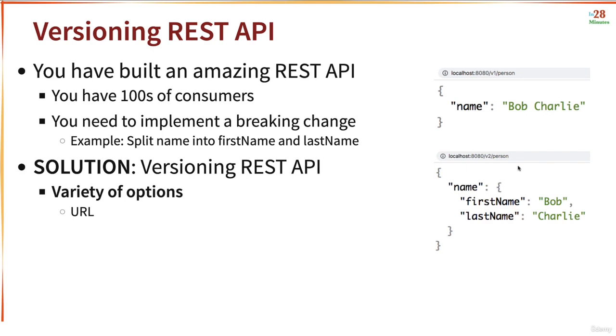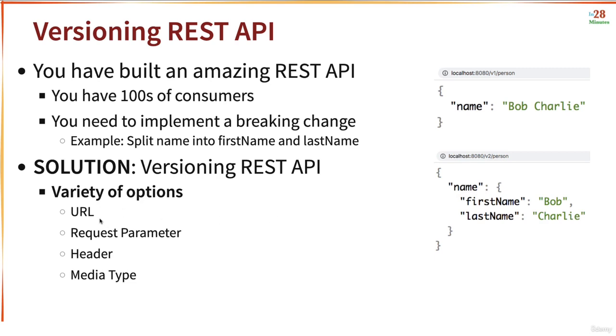You can version based on the URL. Over here, you can see that we are making use of different URLs for person v1 and person v2. So that's one option. Another option is to use a request parameter. For example, version is equal to v1, version is equal to v2. Another option is to make use of a request header. And the last option is to do it based on the media type or the MIME type. What we'll do in this step and the next step is to explore these options further.